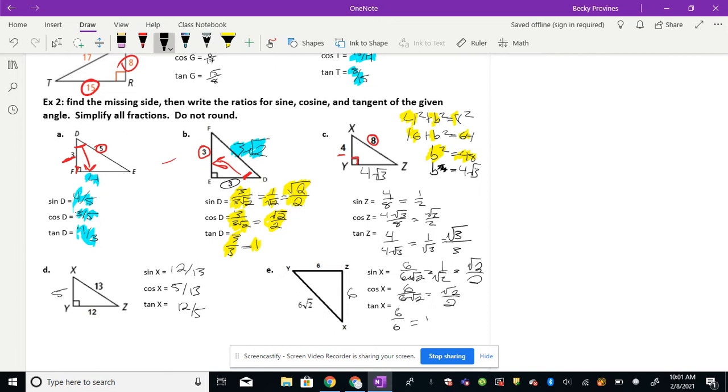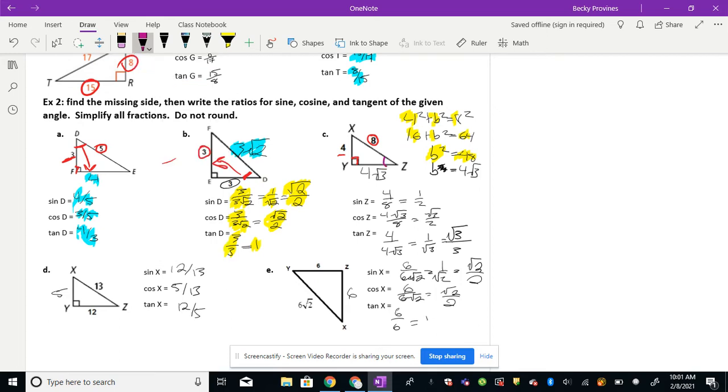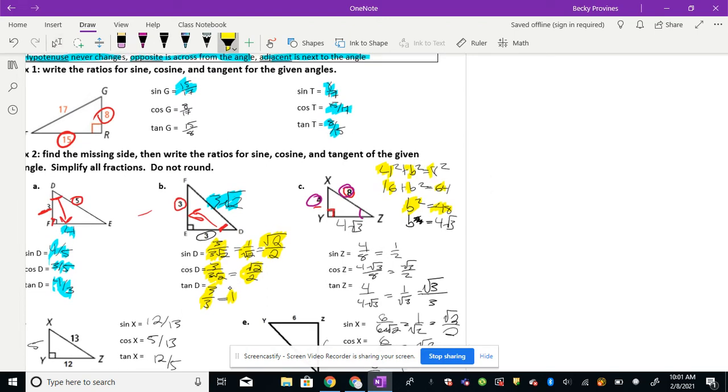So if we look at this again, we now know this is a 30, 60, 90 triangle from our special right triangles lesson because the shortest side is 4, the hypotenuse is double that, and the longer leg is root 3 times greater than the shorter leg. So we are working with angle Z. So we're right here. So we're going to have sine is opposite over hypotenuse. So we have 4 over 8. That can be simplified to 1 over 2.